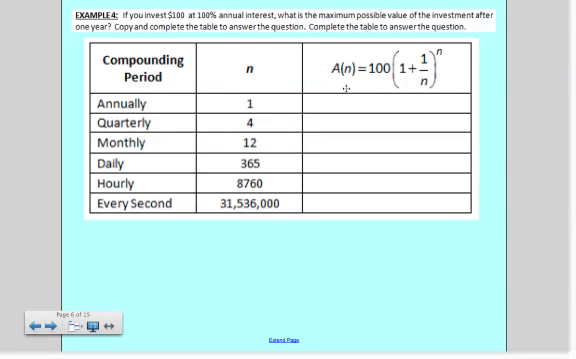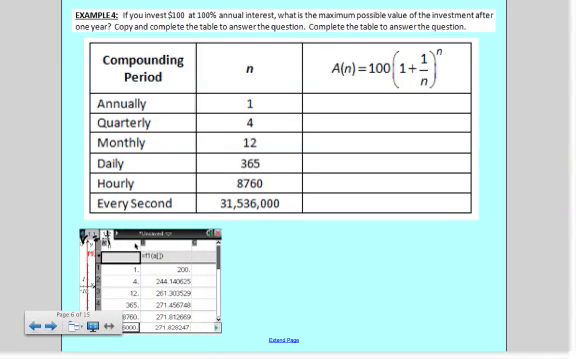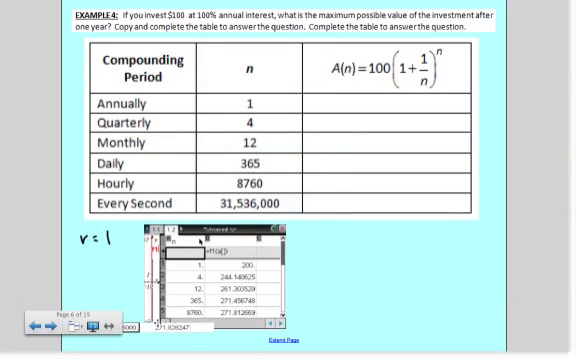Okay, so basically we have $100. We've got 1 plus 100%. Remember it's 100%, so r equals 1. And we're going to change n. So I went into the calculator and I did a table. Basically, I graphed this function as f1 of x, and then I have this connected to this function here, and I was able to just type in our values here. That way I didn't have to do the same equation over and over again in the calculator screen.